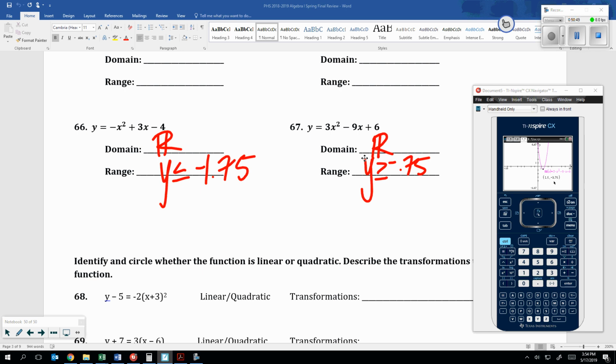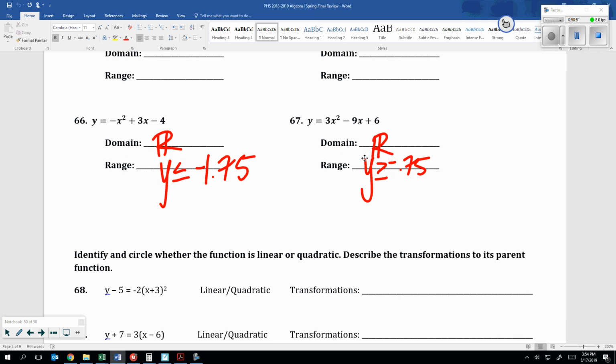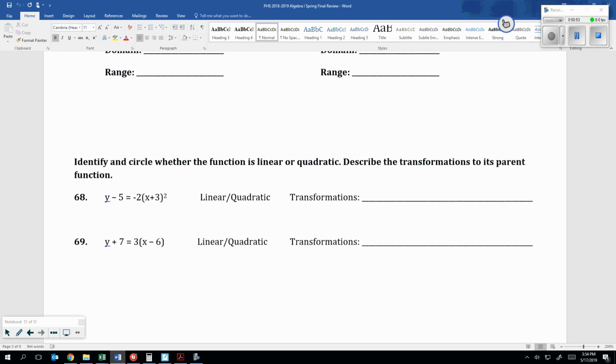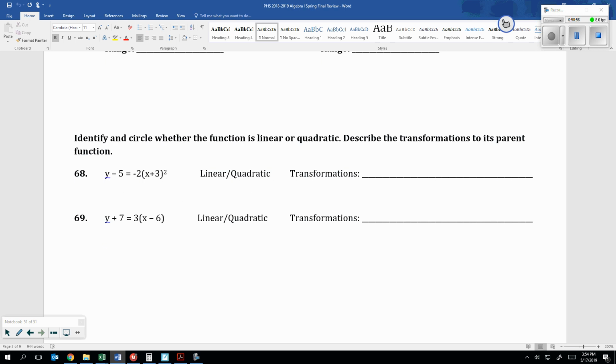For 68 and 69, I'm going to do one of these, so I'll just do the same thing. I'll do the 68. So we need y equals. We're going to move this 5, and we're going to add it to both sides.